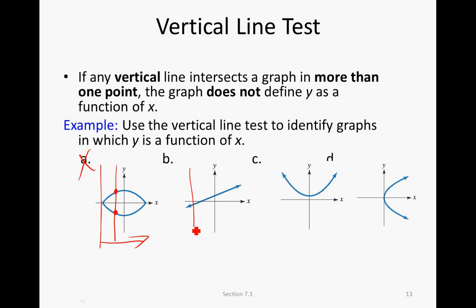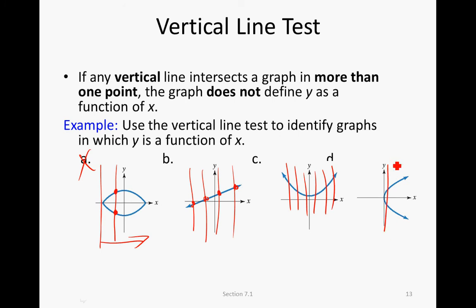So if I think of a vertical line and I move it to the right and to the right and to the right, every time I move that line, there is only one place that the graph that has been drawn crosses my vertical line. It's these points. So for every x, there's only one associated y. The same thing with C. For every x, there's only one associated y point.